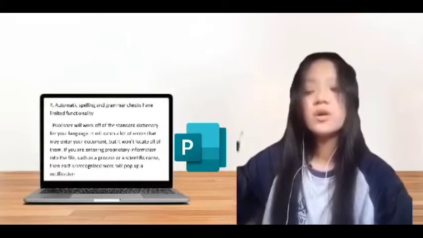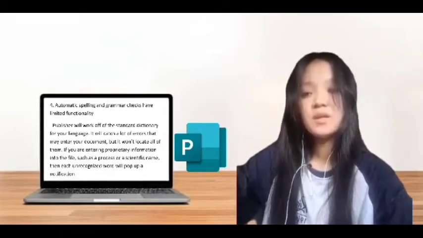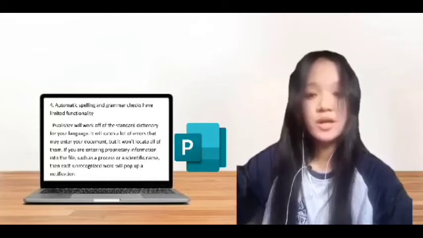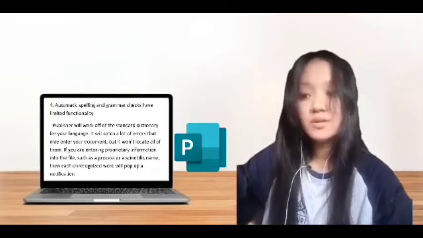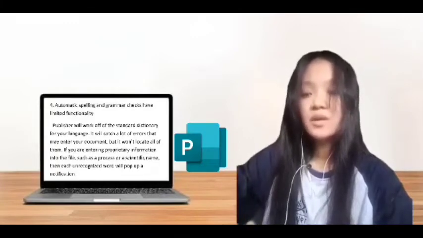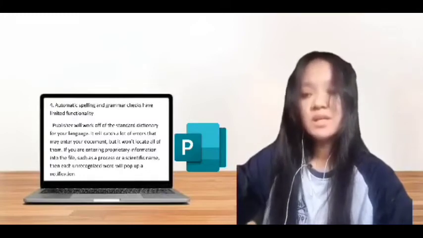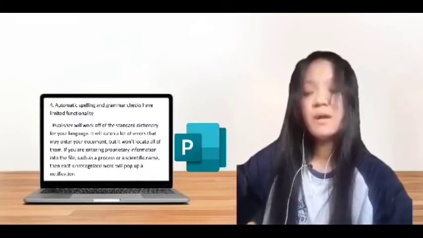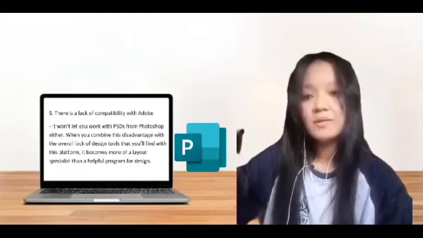Number 4, automatic spelling and grammar checks have limited functionality. Publisher will work off the standard dictionary for your language. It will catch a lot of errors that may enter your document, but it won't locate all of them. If you are entering proprietary information into the file, such as a process or a scientific name, then each unrecognized word will pop up in notification.